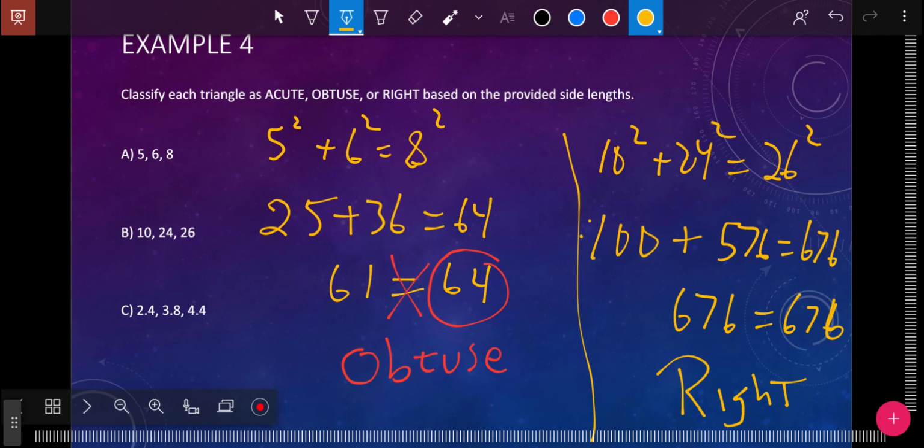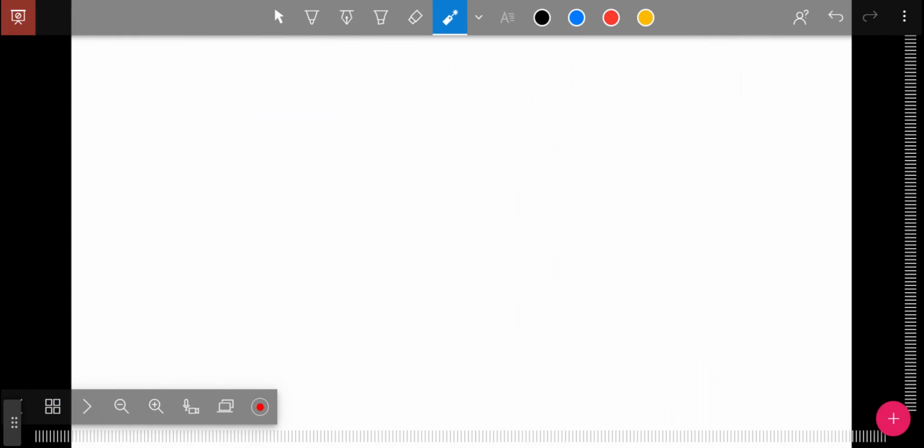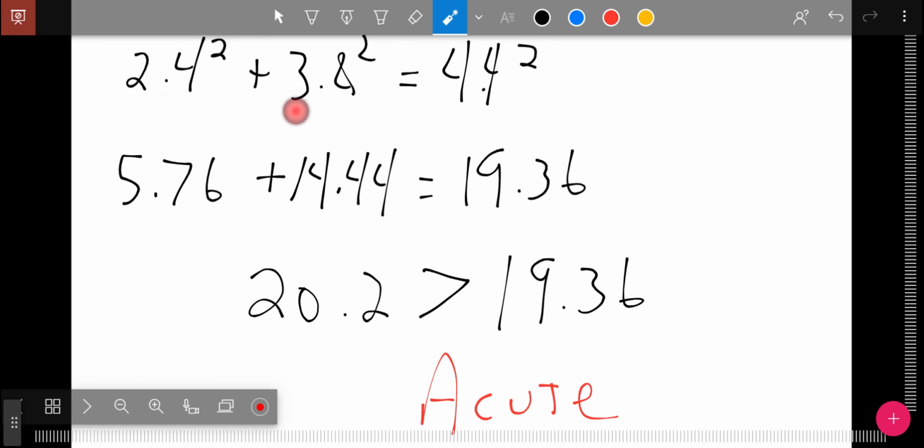There's one more to try here. There's C. All right. And so we want to know, 4.4 is the C. All right. So a squared plus b squared equals c squared. I did it here on the next page. 2.4 squared plus 3.8 squared equals 4.4 squared. Got 5.76 plus 14.44, right, equals 19.36. Well, they're not equal. These add up to 20.2. 20.2 is bigger. So c squared is smaller. If c squared is smaller, it is acute.